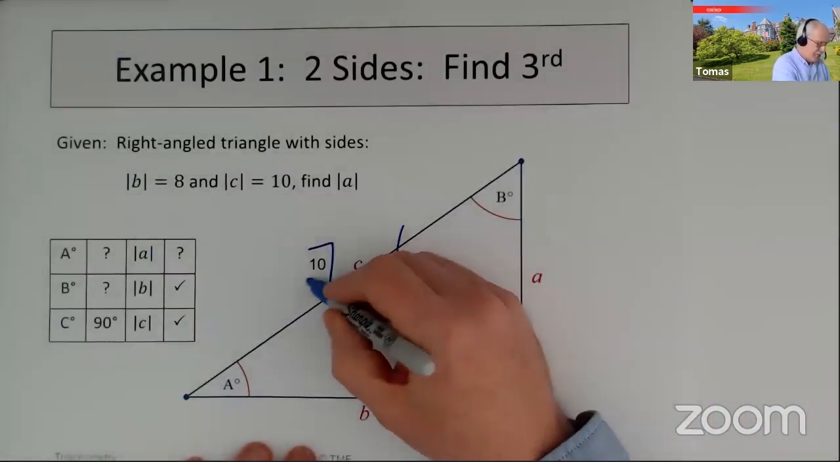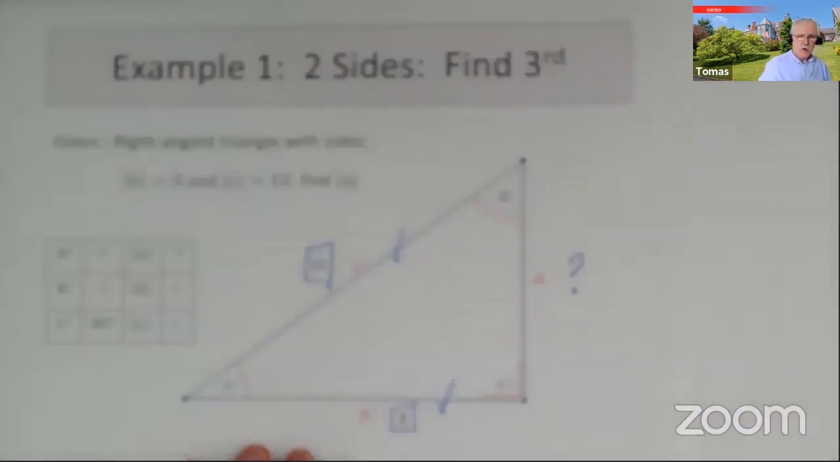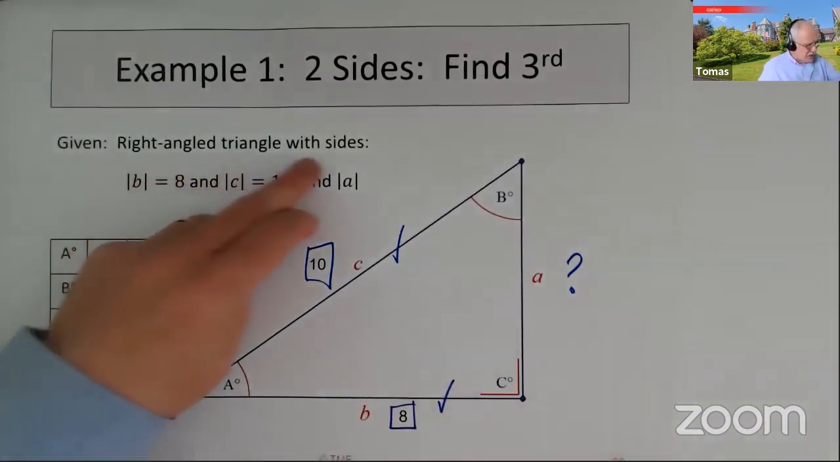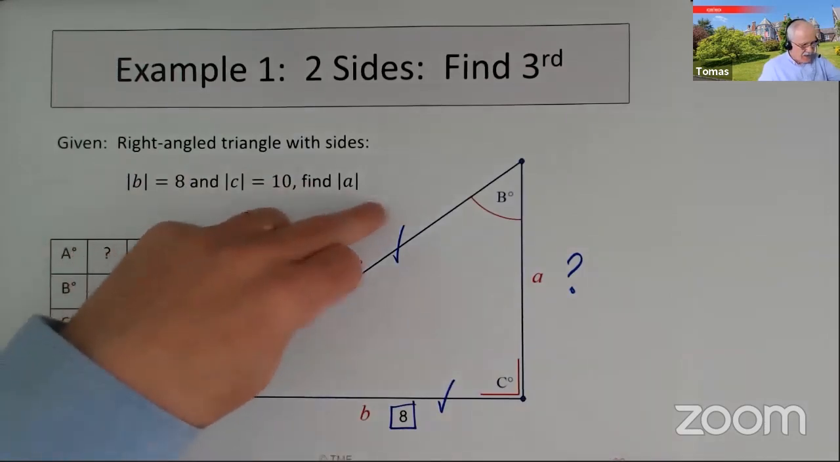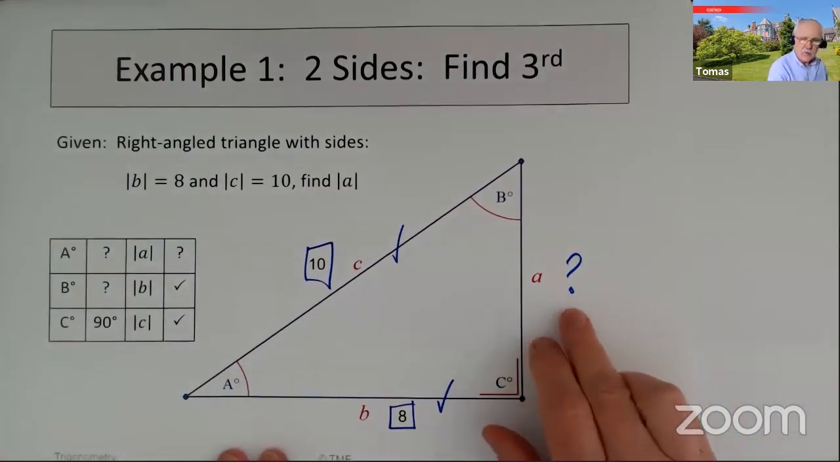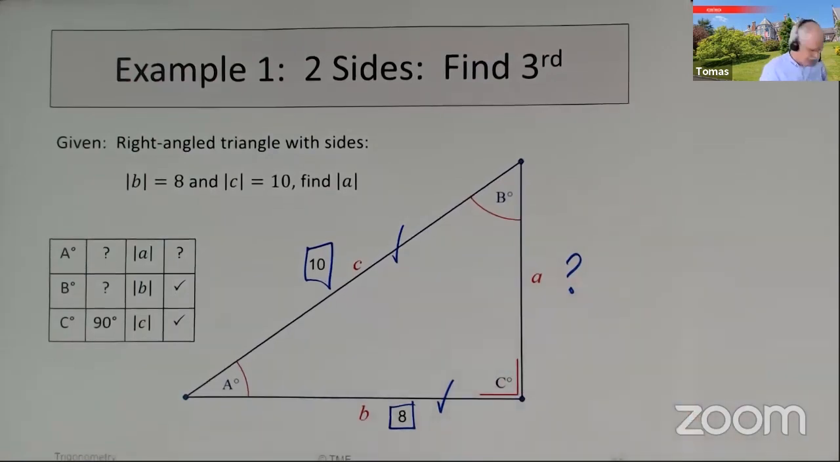You know the 10 there. But this side is unknown. And your job is to find, given a right angle triangle, find A. Find the length of that. So how would you do that? So give that a minute and see if you can get an answer for side A. What is the answer to the length of A?